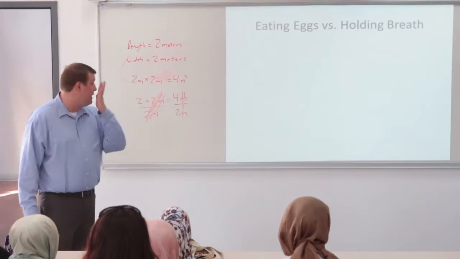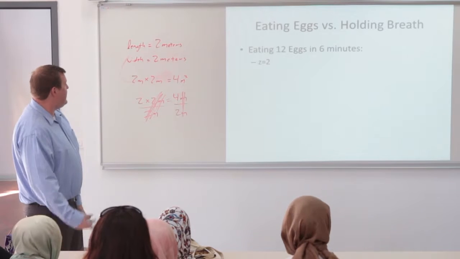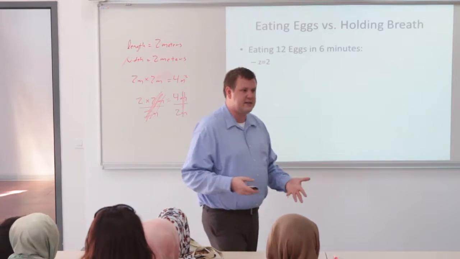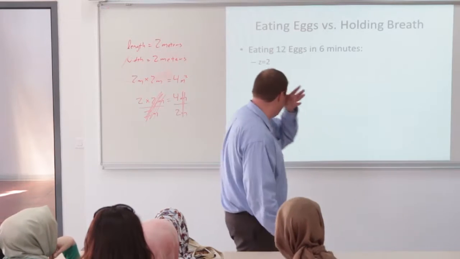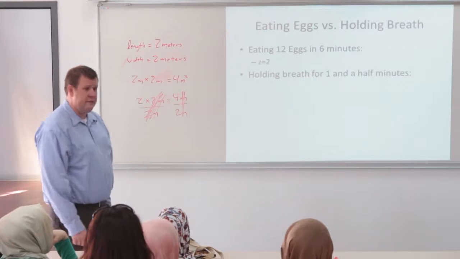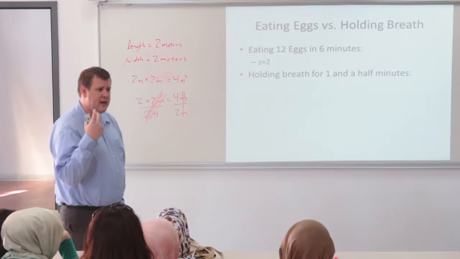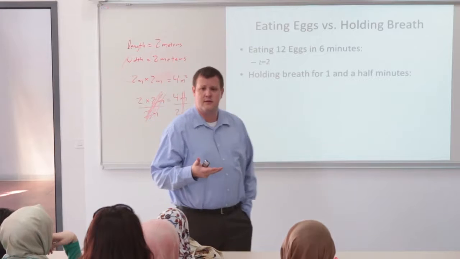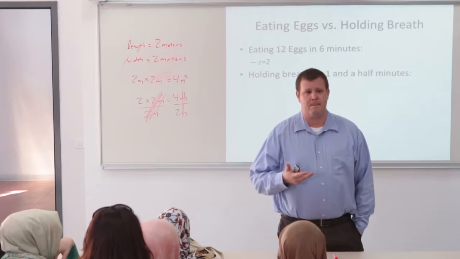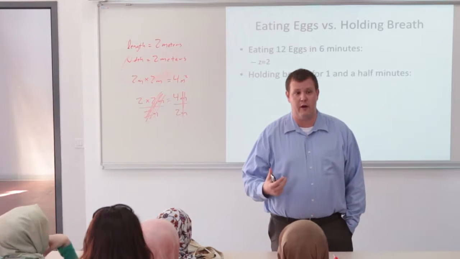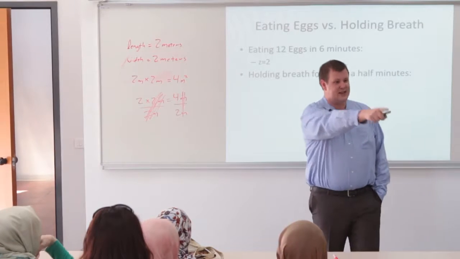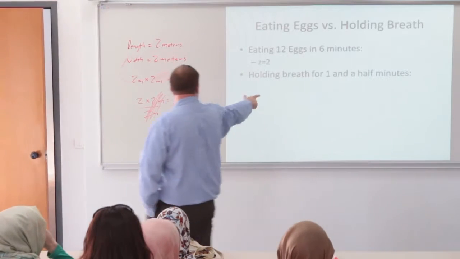Okay, so now let's compare eating eggs with holding breath. So, eating eggs, 12 eggs in 6 minutes, knowing what the population mean and standard deviation were, which I gave you guys, we came up with a z-score of 2. Now, let's look at holding breath for 1.5 minutes. How do we calculate the z-score for this? We need the mean, we need the standard deviation, and we have our score.